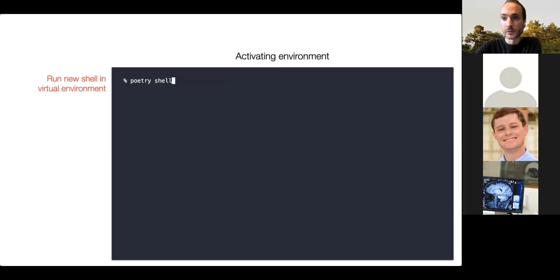A brief note on how to run scripts in Poetry. You can simply activate an interactive shell in your virtual environment by typing poetry shell in your directory. Then Poetry will look at the configuration file, activate your environment, and run your shell in this environment.